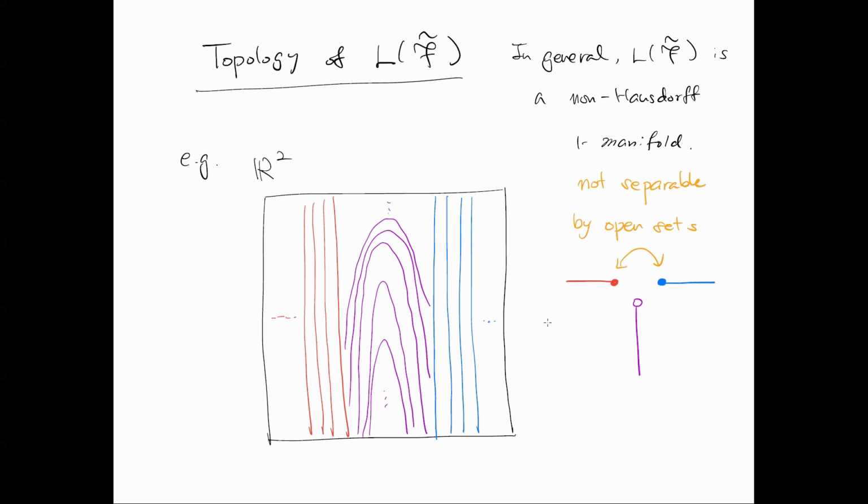So in general, the leaf space is, this is the expression Thurston used, and I'm going to just use it here, a non-Hausdorff 1-manifold. It's a 1-manifold in the sense that every point has a neighborhood homeomorphic to an open interval in R, but not necessarily Hausdorff because of this behavior here.